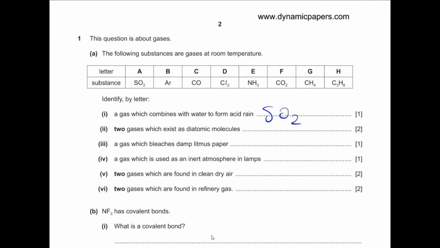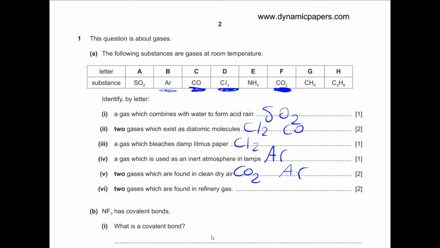Two gases which exist as diatomic molecules, that's chlorine, obviously, and carbon monoxide, since it exists as CO2 as well. So carbon monoxide and chlorine. A gas which bleaches damp litmus paper, that's chlorine again. A gas which is used as inert atmosphere in lamps, that's argon. Two gases which are found in clean dry air, so we're looking for carbon dioxide and argon, CO2, Ar.